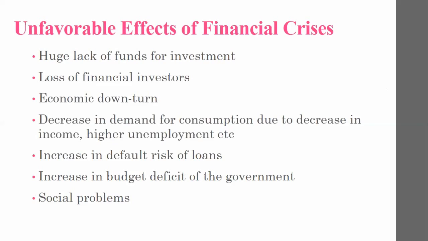Then what are the unfavorable effects of financial crisis? Here you can read and understand all these facts. Huge lack of funds for investment, loss of financial investors, economic downturn, all these you can understand by just reading. An increase in the budget deficit of the government. How does that happen? When there is a financial crisis, ultimately the central bank and the government have to interfere to make a solution for the financial crisis. Then normally the government is liable for the depositors. Sometimes the government interferes to save these systemic big banks, too big to fail banks. Then that will cause a huge budget deficit for the government.